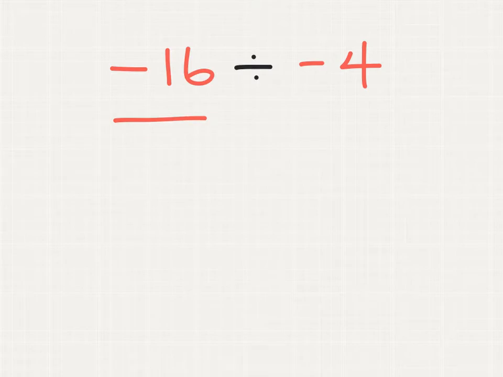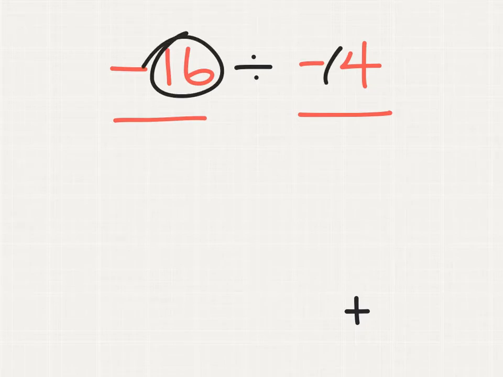How about negative 16 divided by negative 4? Once again, step 1 says check the signs. I see a negative and a negative. When the signs are the same, my solution is positive. Step 2 says divide as normal.